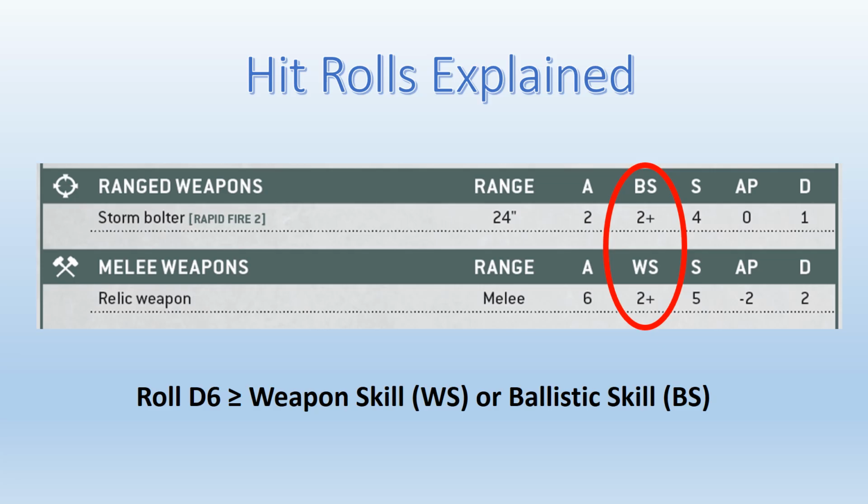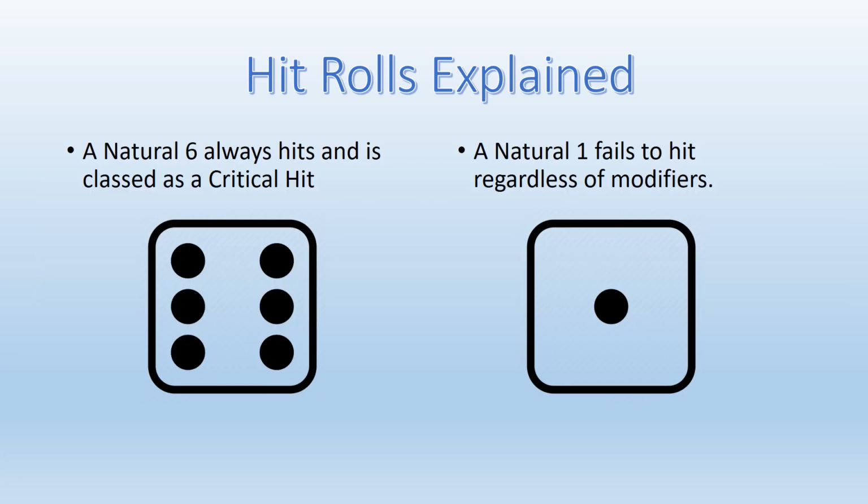Now there are 2 standard rules as well. A natural 6 always hits and is classed as a critical hit, and a natural 1 will fail to hit regardless of any modifiers that are in play in the game. That's easy, right? Now let's see what happens after you hit.